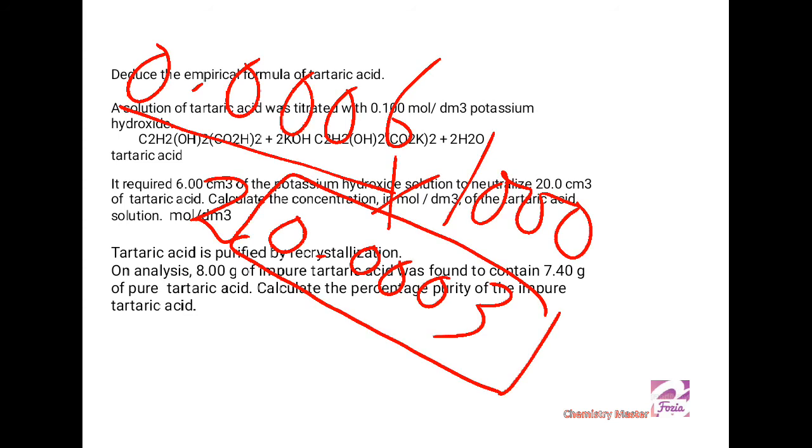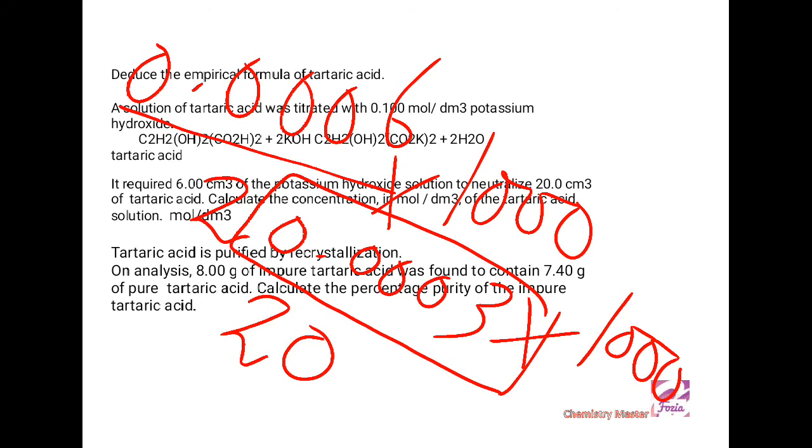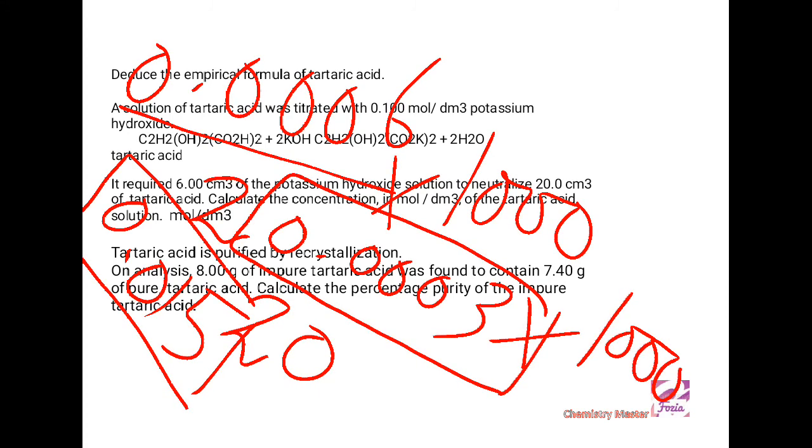Now how can we work out the concentration of tartaric acid? We will be multiplying the number of moles by 20. Again, it will be multiplied by 100. Here you will get the concentration, that is 0.015. Okay, this is the final concentration of tartaric acid, 0.015 moles per decimeter cube.